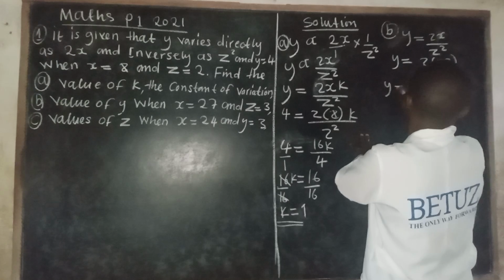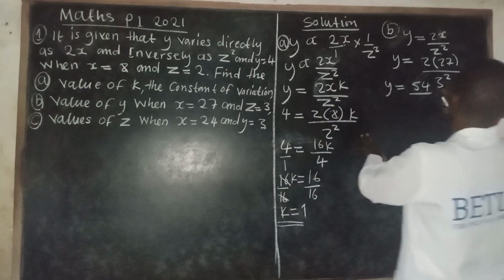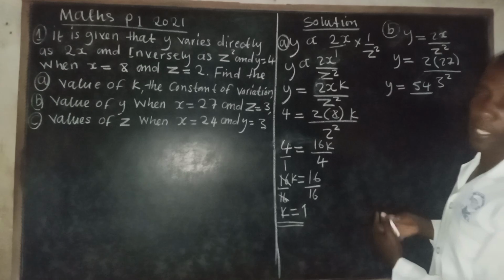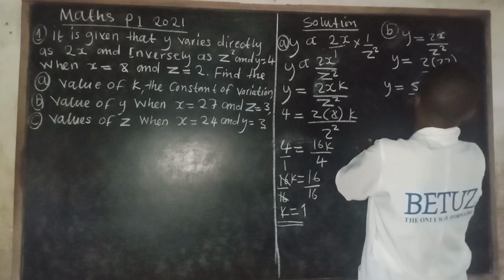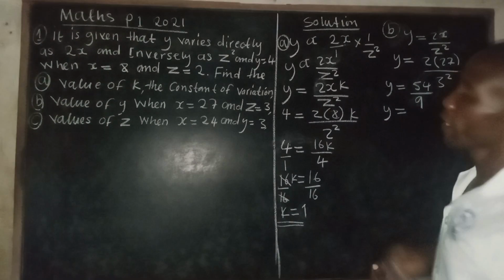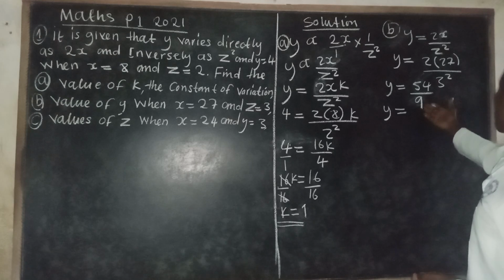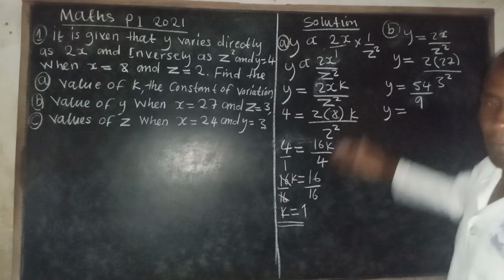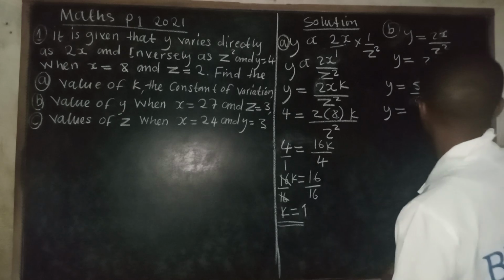So y is equal to 2 times 27, which is 54, over 3 times 3, that is 3 squared, which is 9. So what is our y? 54 divided by 9. What is the answer of 54 divided by 9?